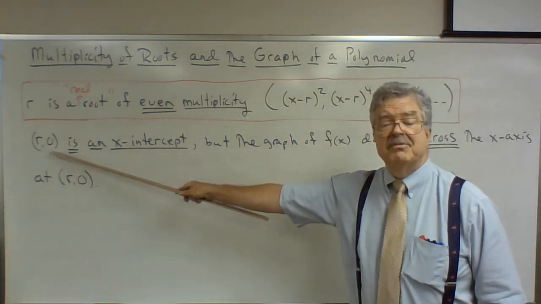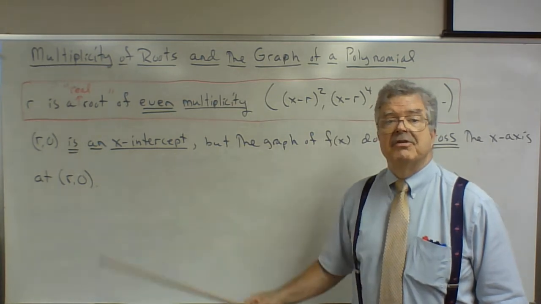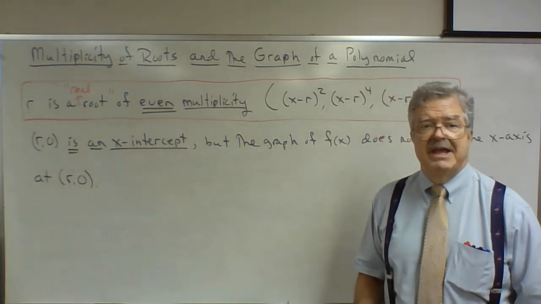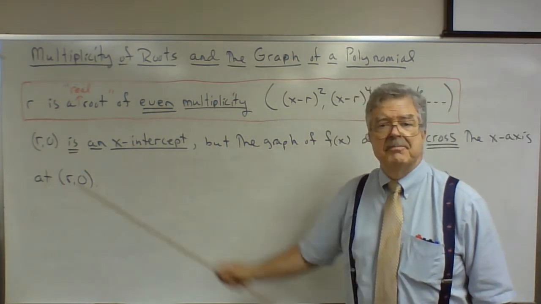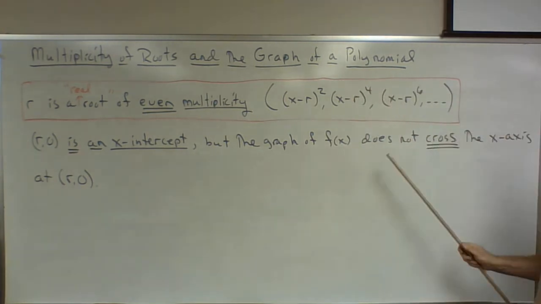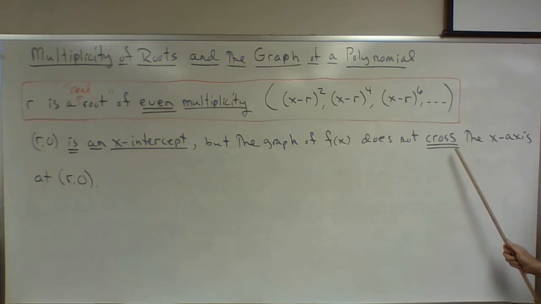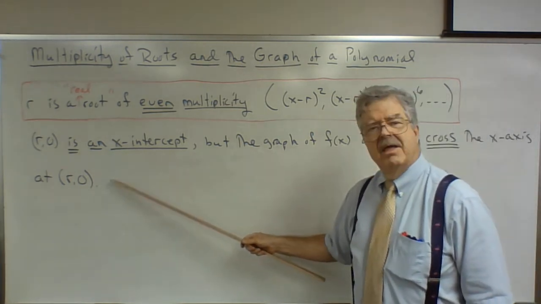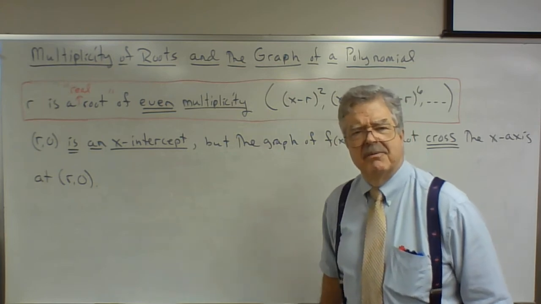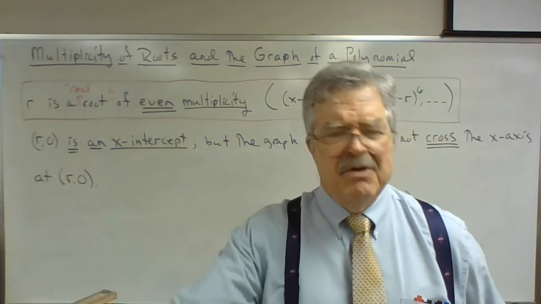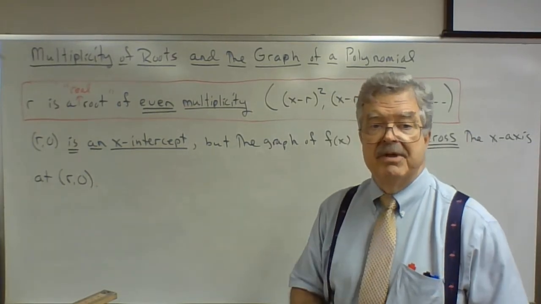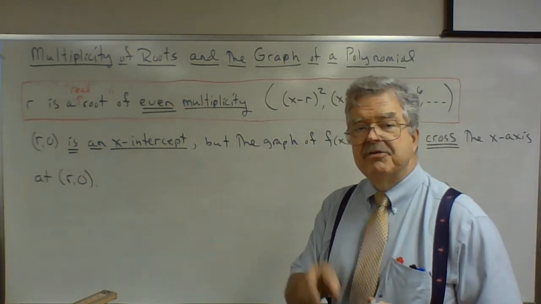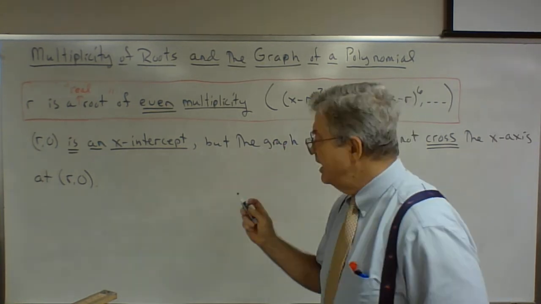(r, 0) is an x-intercept, so the graph touches the x-axis at the point (r, 0). But in this case, the graph of f of x doesn't cross the x-axis at the point (r, 0). Now, how on earth could that happen? But let's just draw a picture of the two ways that this could possibly happen.